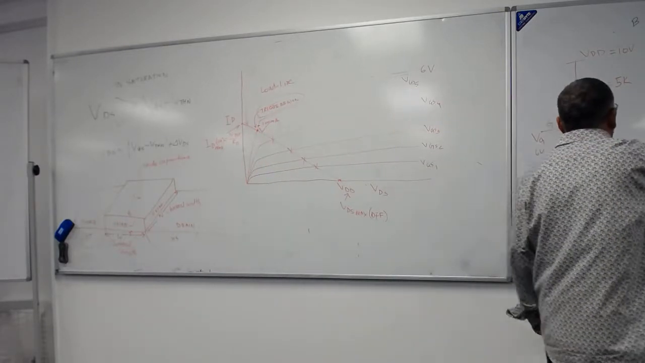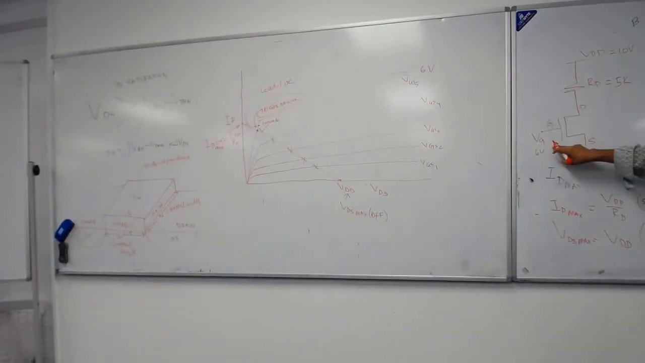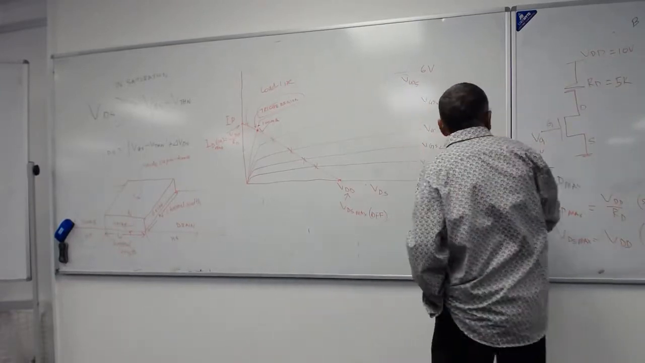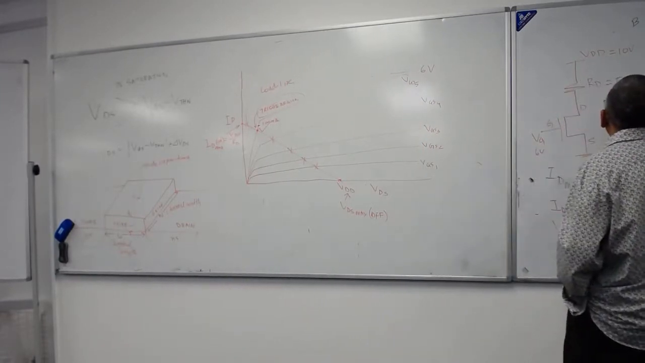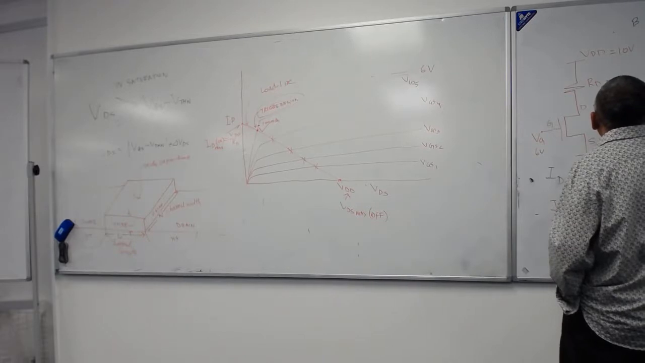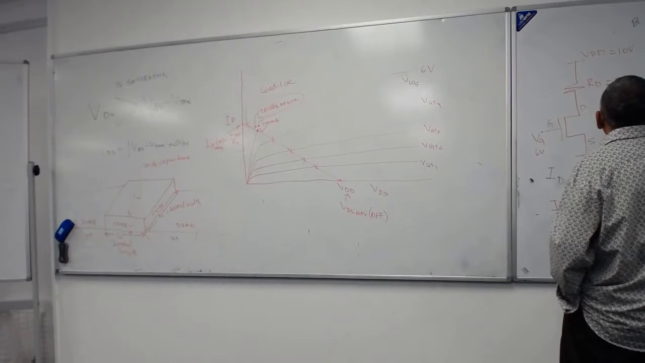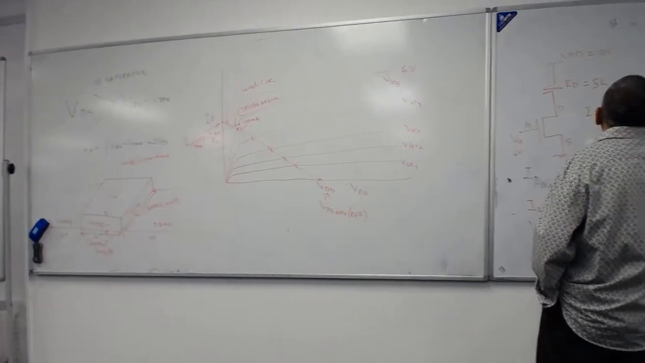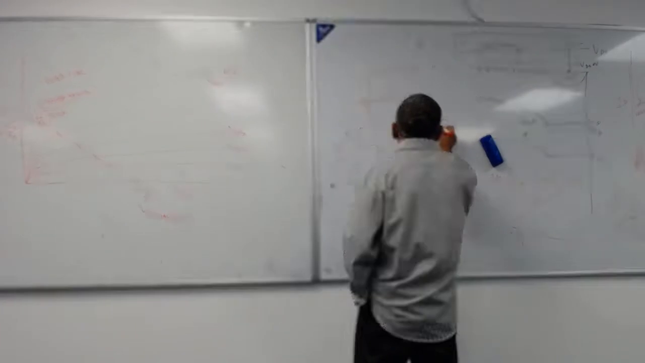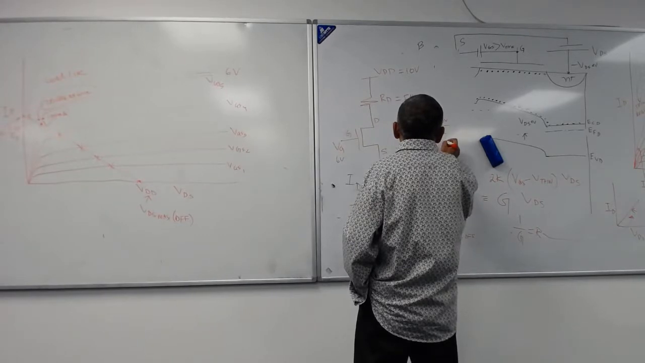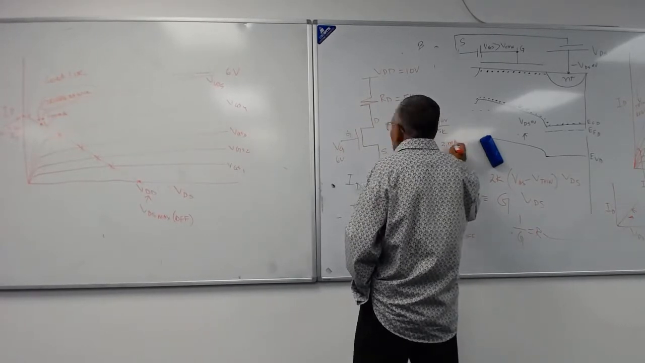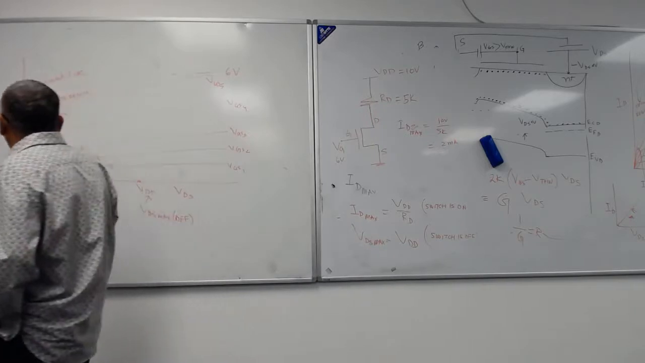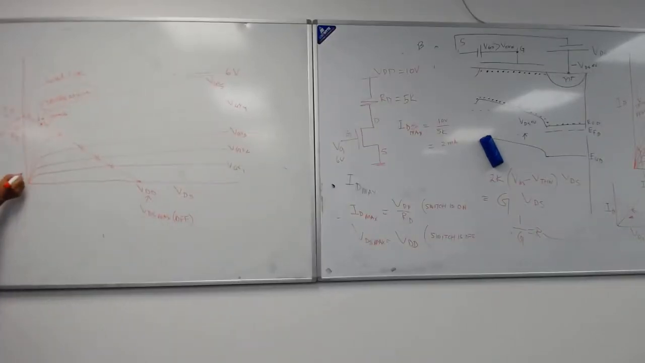So let's check. If you're using this 6 volt here, so you're on this line, how much is the current here? ID max equals 10 volt divided by 5k equals 2 milliampere, isn't it? Yeah, 2 milliampere. So this line will be going down here now. This is 2 milliampere, ID max.